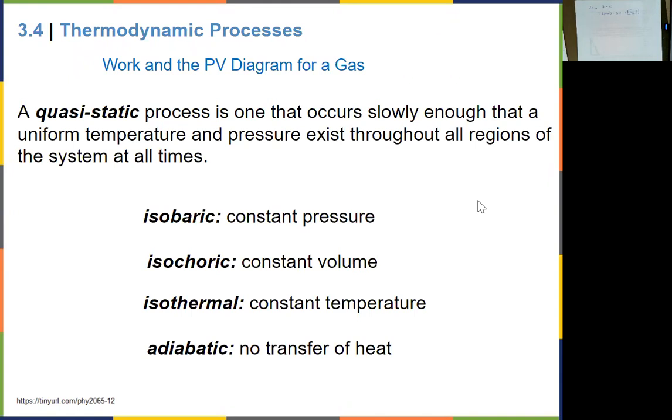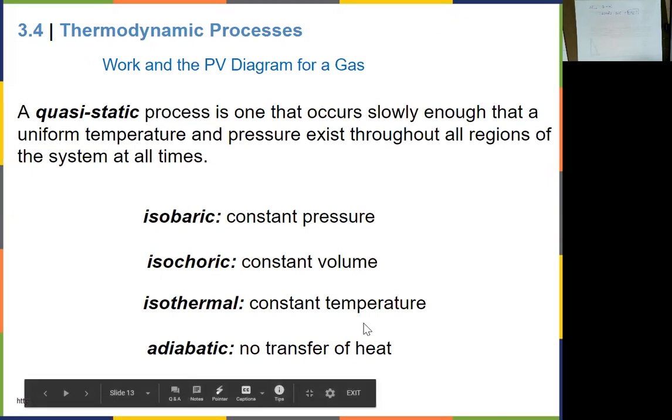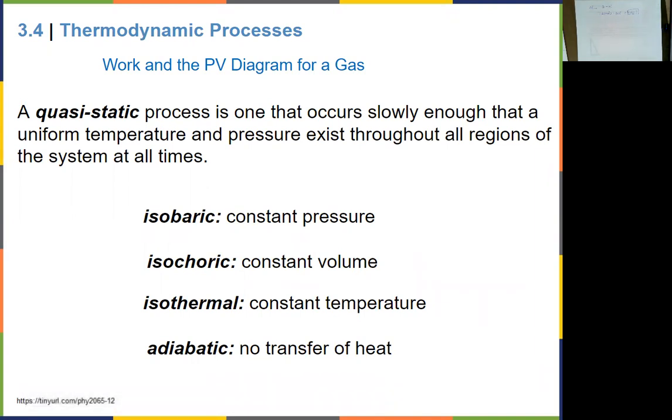All right. I think we'll check several different processes, but let's take a look at some of the common ones. Some terminology: isobaric means you keep the pressure constant. Isochoric means you keep the volume constant. Isothermal means you keep the temperature constant. And adiabatic means no heat transfer happens during the process.